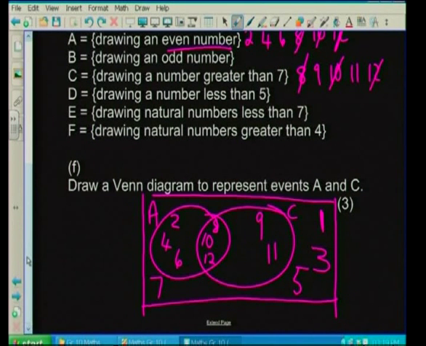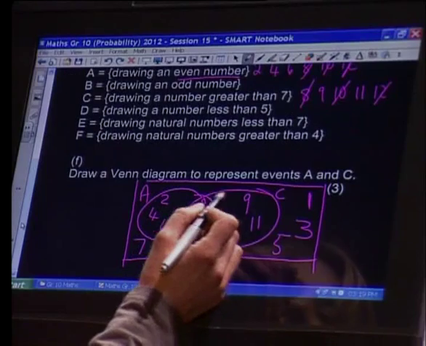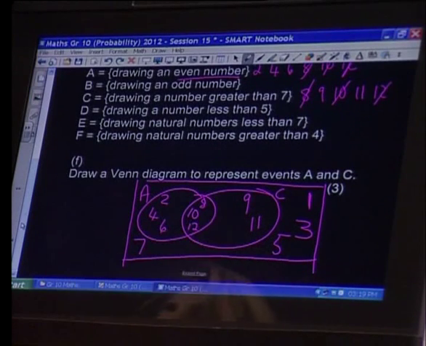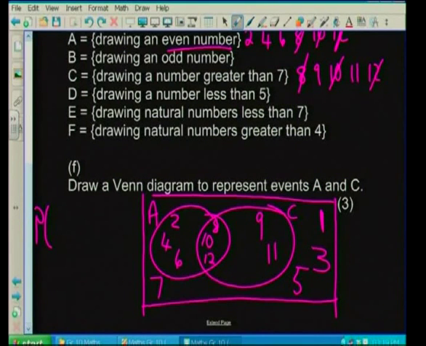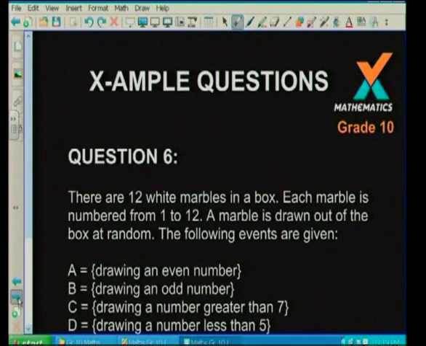So all of my events in A and all of my events in C is 1, 2, 3, 4, 5, 6, 7, 8. So that is 8 out of 12. So the probability of A union C, everything that's in A and everything that's in C, will be 8 out of 12, which simplifies to 2 out of 3. Lovely. Let's have a look at our next question.